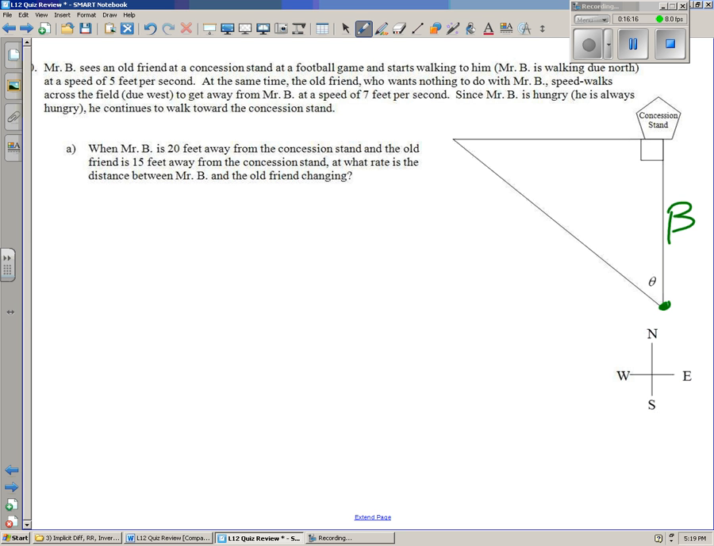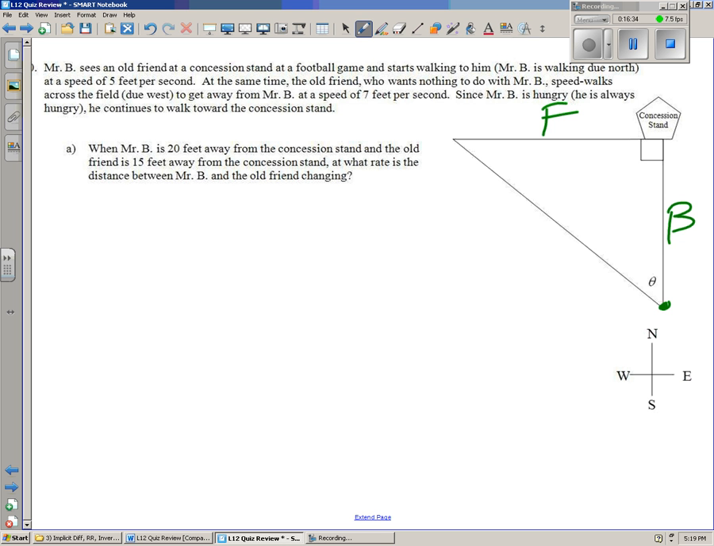At the same time, the old friend who wants nothing to do with Mr. B speed walks across the field due west to get away from Mr. B at a speed of 7 feet per second. So here is the old friend who is trying to get away from me. Since Mr. B is hungry, he's always hungry, he continues to walk through the concession stand despite the fact that his friend is running away from him.